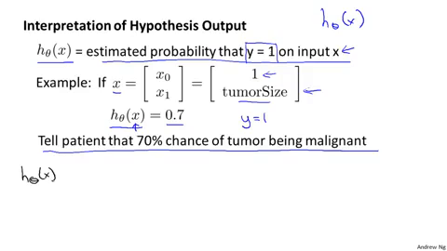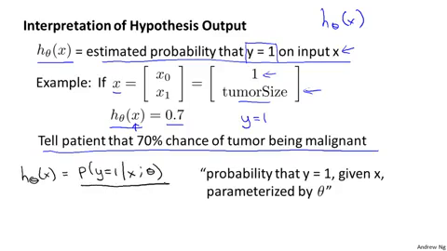To write this out slightly more formally, or to write this out in math, I'm going to interpret my hypothesis output as p of y equals 1 given x parameterized by theta. So for those of you that are familiar with probability, this equation may make sense. If you're a little less familiar with probability, here's how I read this expression. This is the probability that y is equal to 1 given x, given that my patient has features x, or given my patient has a particular tumor size represented by my features x, and this probability is parameterized by theta. So I'm basically going to count on my hypothesis to give me estimates of the probability that y is equal to 1.